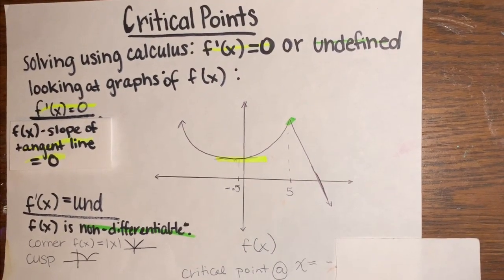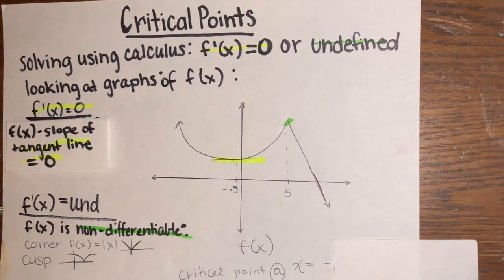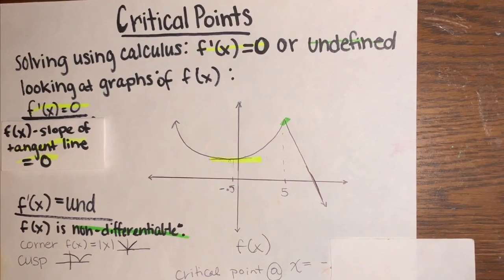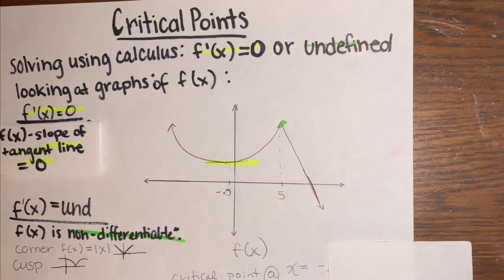Now let's look at our critical points. Critical points are used to identify possible extrema, and they occur where f prime of x is equal to 0 or undefined. If you are given an equation, it is best to use calculus, which means you would take the first derivative, set it equal to 0, and use your sign chart to check those points.